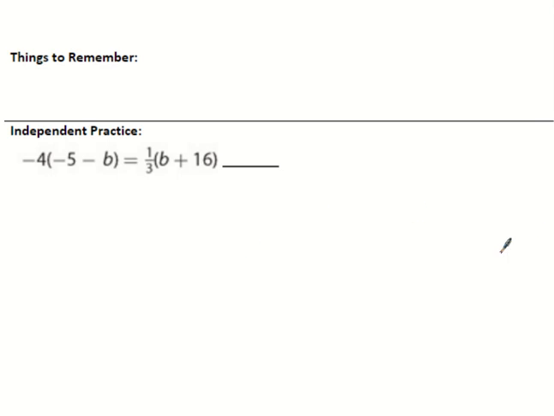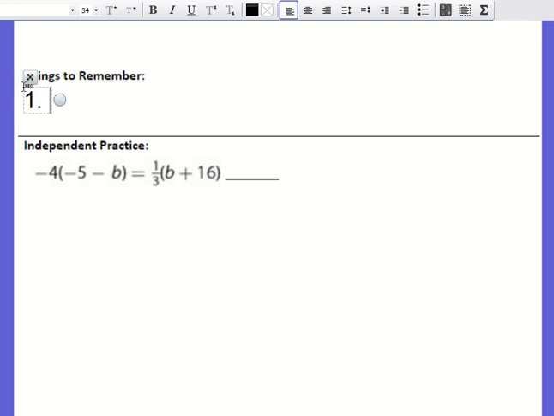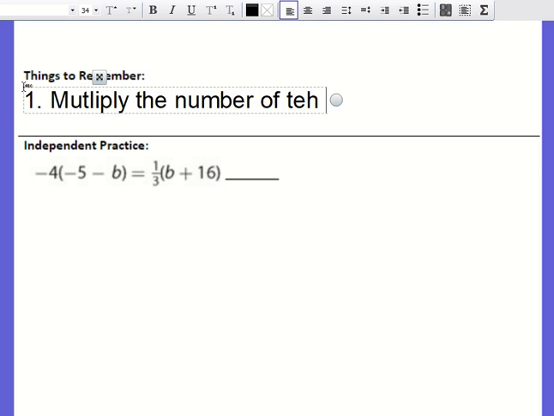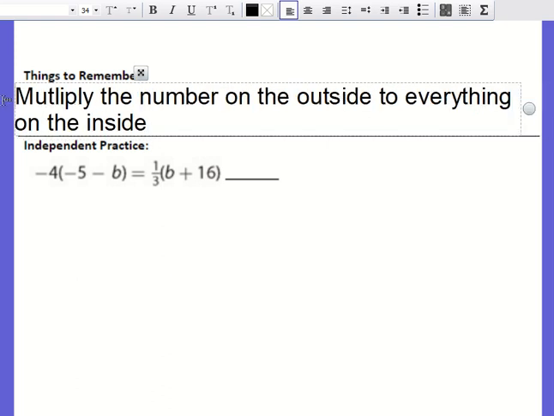All right, so things to remember, right? Multiply the number on the outside to everything on the inside. I'm going to put a 1. That's all I'm going to put. Multiply the number on the outside to everything on the inside. That's the main thing to remember.